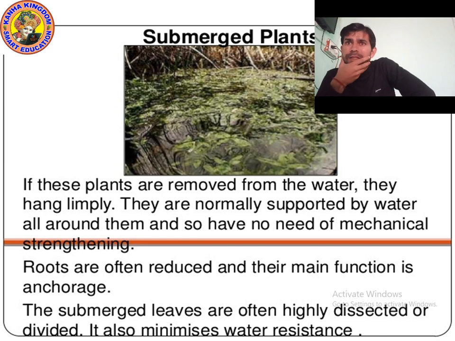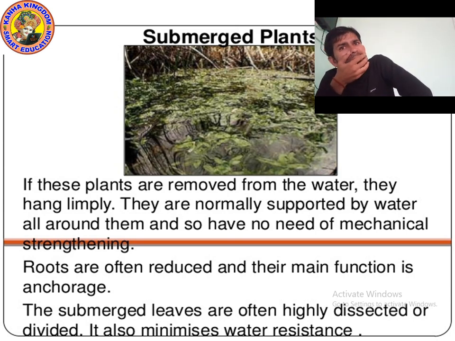If these plants are removed from the water, they hang limply, because their roots and all their parts are very soft. They have waxy leaves, a waxy body. They are normally supported by water. Actually, water supports them, otherwise they do not have any strength. They are not so strong.